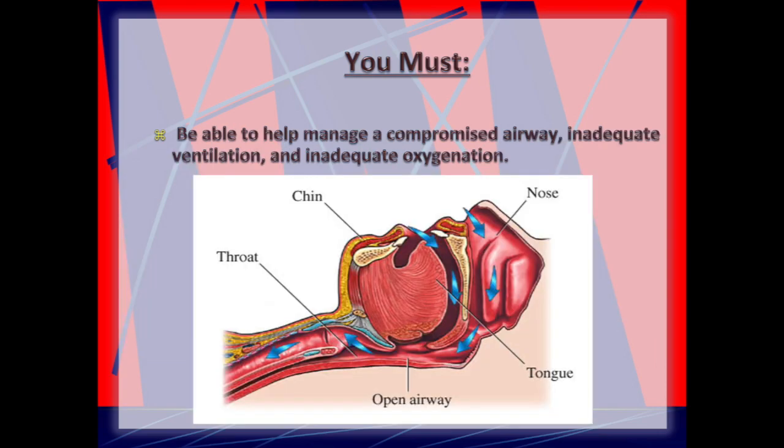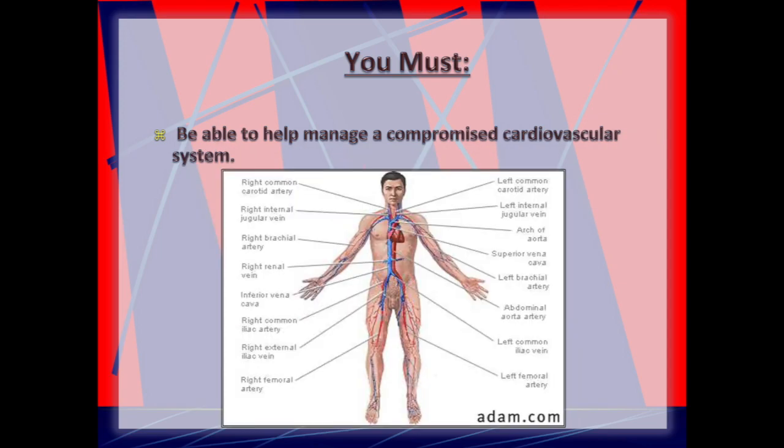And we have to be able to manage a compromised airway, inadequate ventilation, and inadequate oxygenation. I show this picture because the tongue, especially when it's sedated, becomes quite a blocker of the airway, and the main cause of that is the loss of the airway. But tissues relax, and we've got to keep the airway open, and we've got to keep the patient oxygenated at all times. And we have to be able to manage a compromised cardiovascular system, be that with our vasoactive drugs, narcotics, whatever is going on with the patient, we have to be able to manage that.